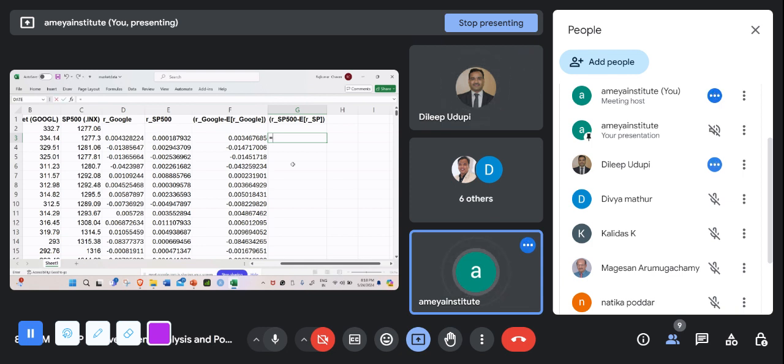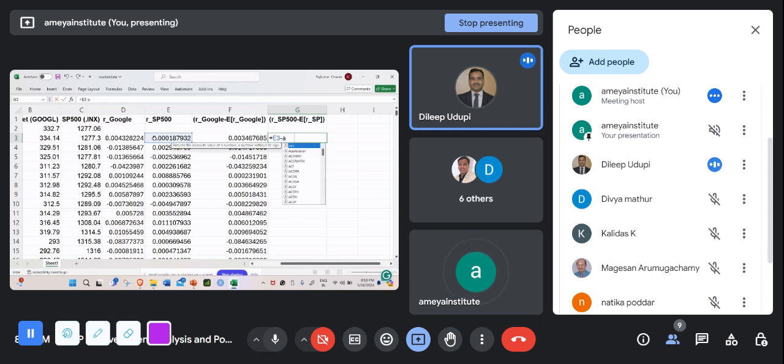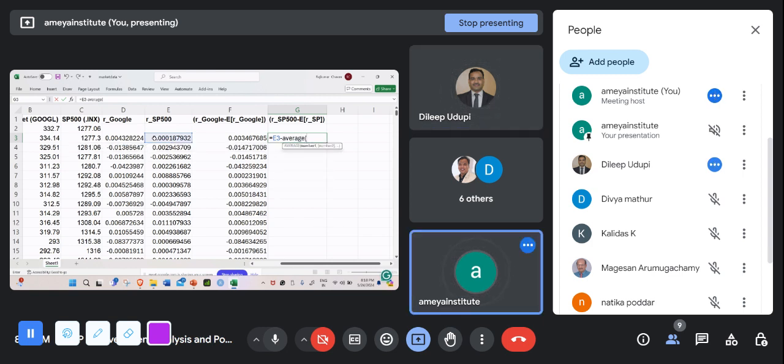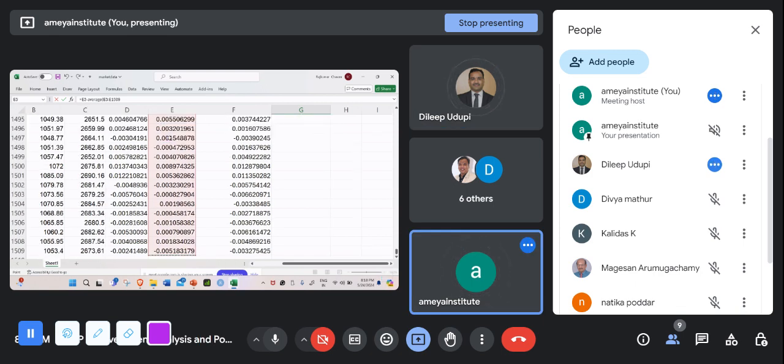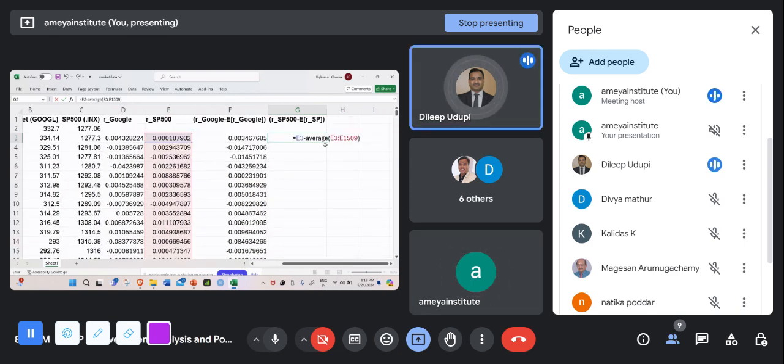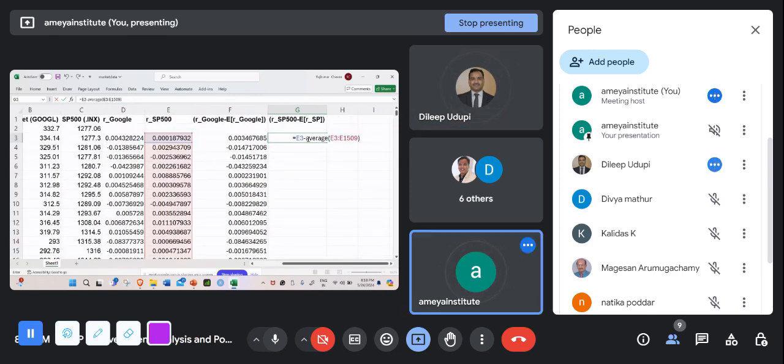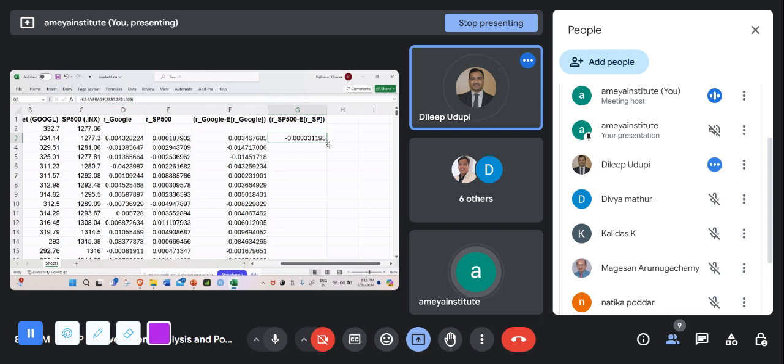So is equal to, what we'll do now, again the same logic will apply, this value minus average of, from this to down, close the bracket. But what we need to do, we should freeze this cell. So we'll freeze it. So we got deviation of market. Just double click on that one.